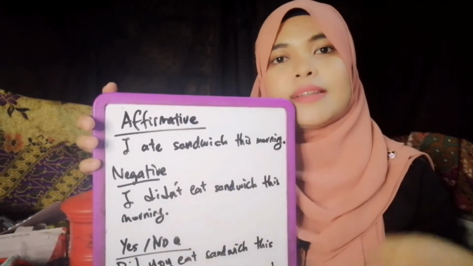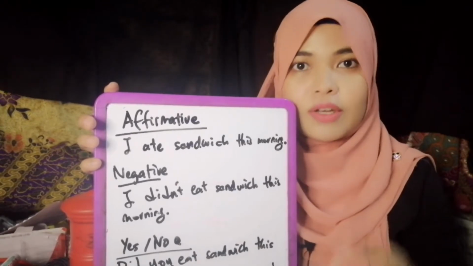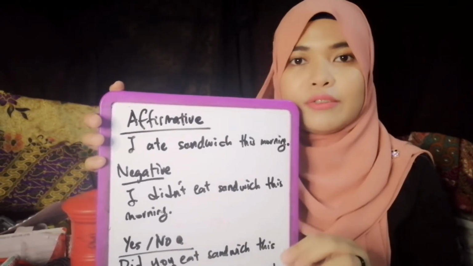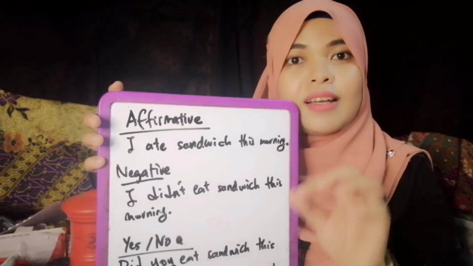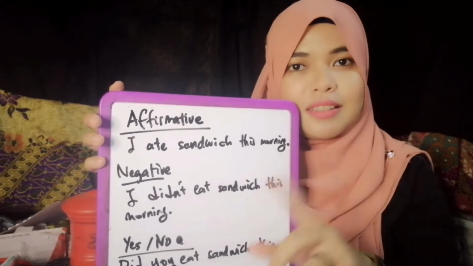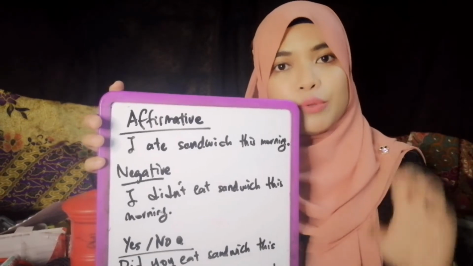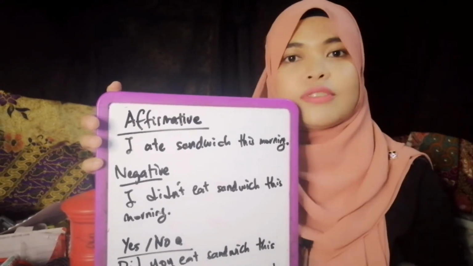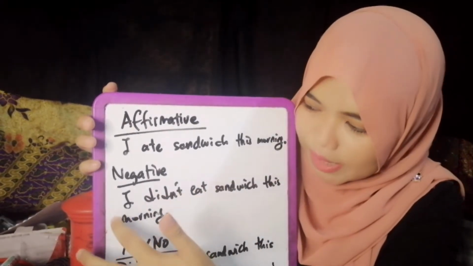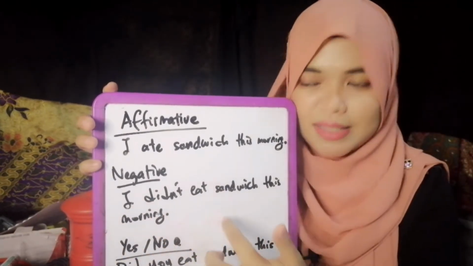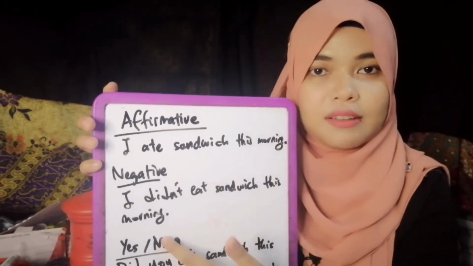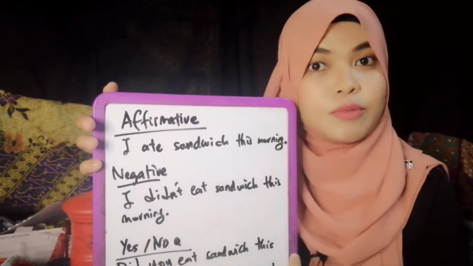When you want to make the sentence negative, you just have to use the auxiliary verb, which is did not or didn't, right? Okay, it doesn't matter if it's a singular or plural subject, it still uses didn't. So we say, I didn't eat sandwich this morning.